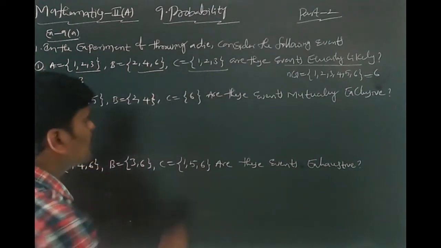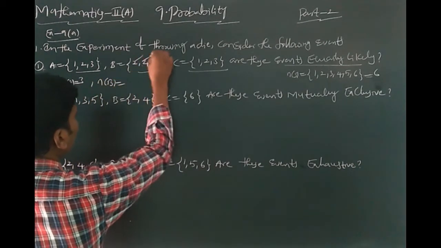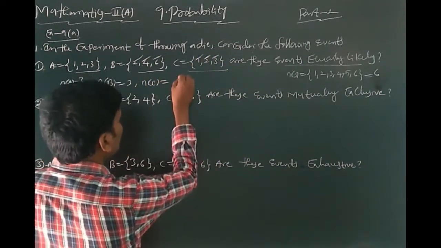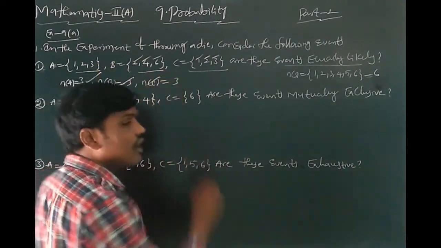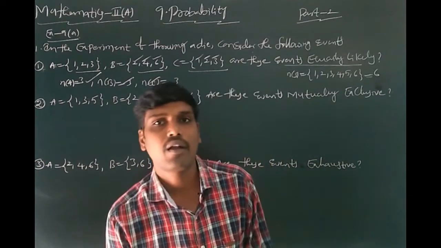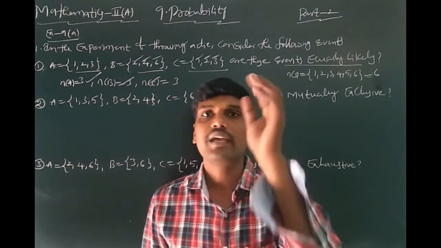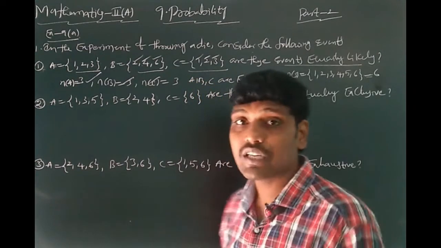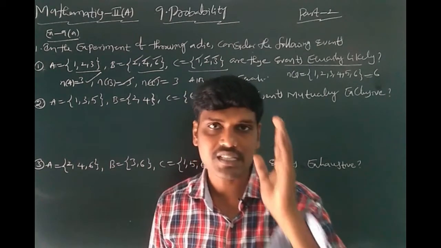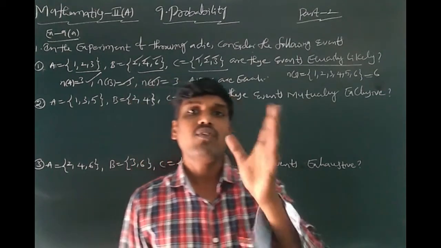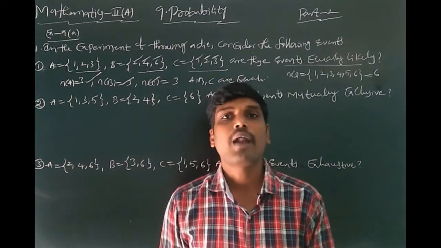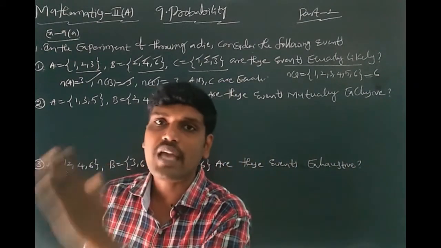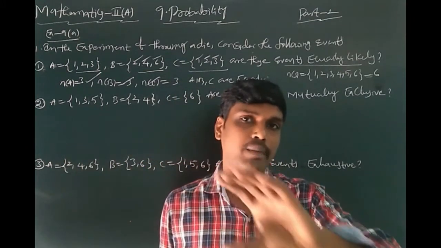First of all, how many elements does event A have? 3 elements. How many does B have? B also has 3 elements. What about event C? The number of elements here is also 3. Here all these events have an equal number of possible outcomes. That's why A, B, C are equally likely events. This is the definition of equally likely: if events are equally likely, the probability of all events is the same or equal, or the events have an equal number of elements; both are similar. This is the first one.